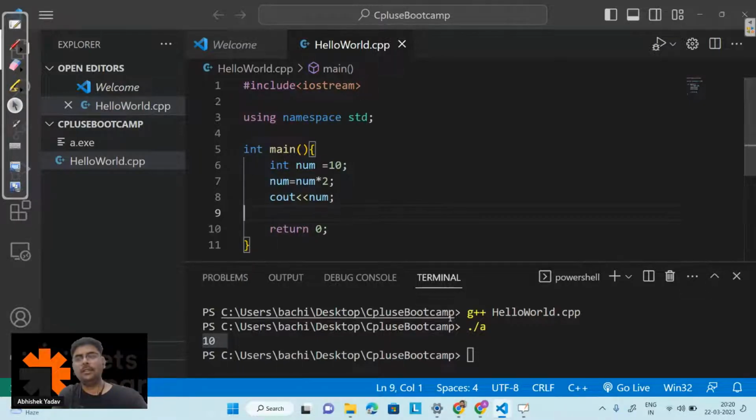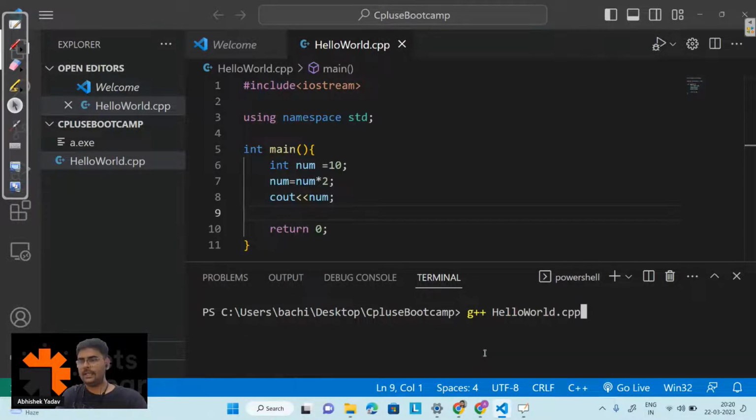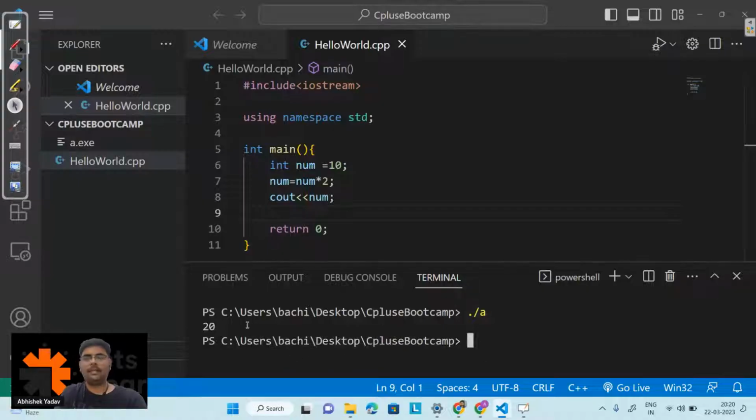Correct. So we will get 20 as my output, right? So let's run the code, clear the screen, and here. So I am getting 20 now, right?